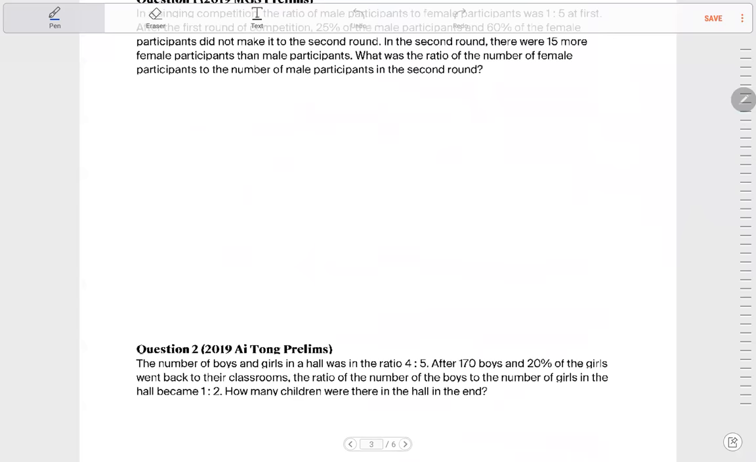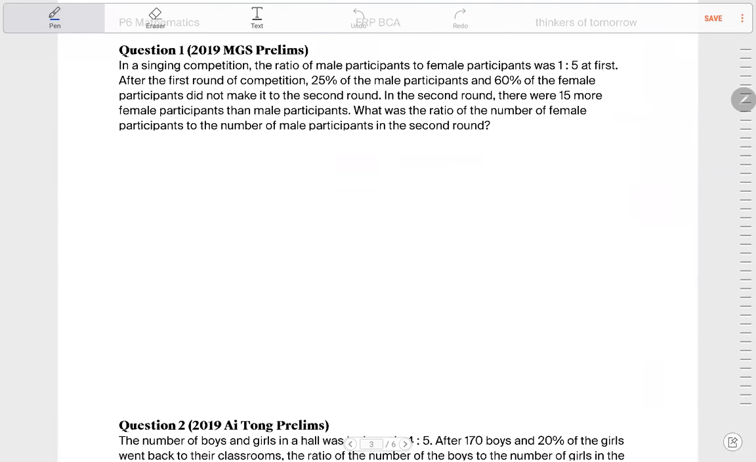Okay, this was taken from the 2019 MGS prelims question. Okay, so first step, how do you present the information in the table? Very simple.